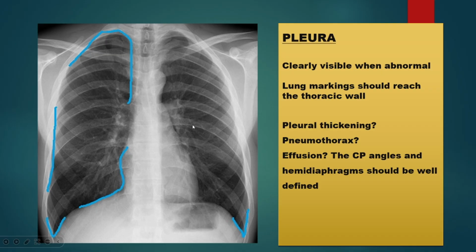Usually the lung markings extend up to the periphery of the lung, up to the chest wall. But in pathologies like pneumothorax, the lung markings will not be extending up to the thoracic wall. So when we see that, we will suspect that there can be a pleural pathology widening the pleural space. So we look for pneumothorax.